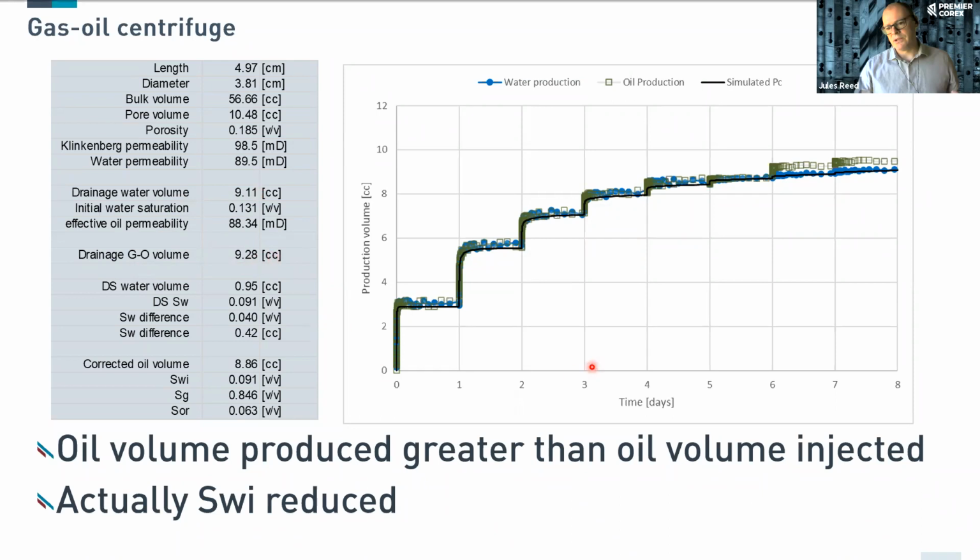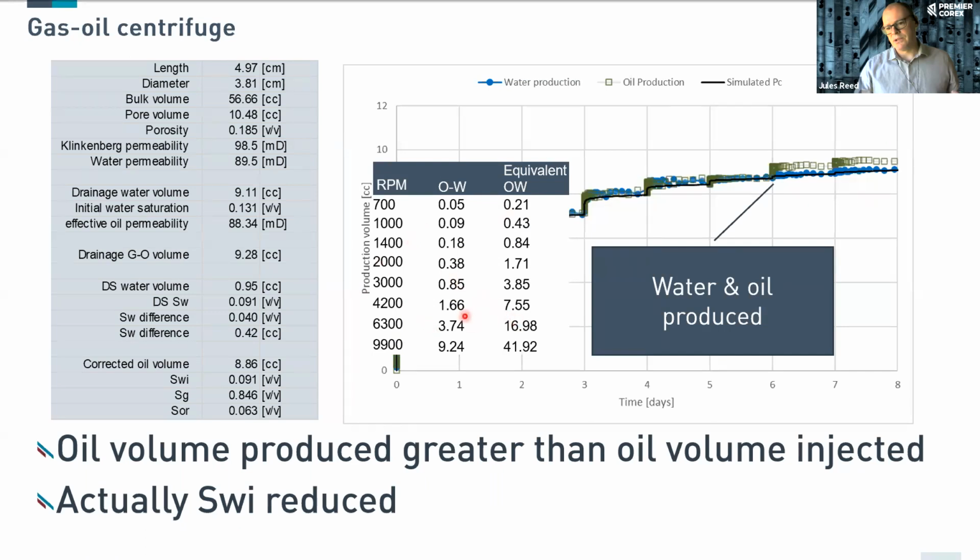Well, it's because at this stage here, the equivalent oil water pressure from the gas oil test exceeded the original oil water pressure used to establish SWI. So at this stage, we're producing oil plus a very minor amount of water. It's only 0.42 cc of water, so it's a fairly small volume, but it's 4 saturation units, or 0.04 fractional saturation. So it's significant and means that there's this mismatch.